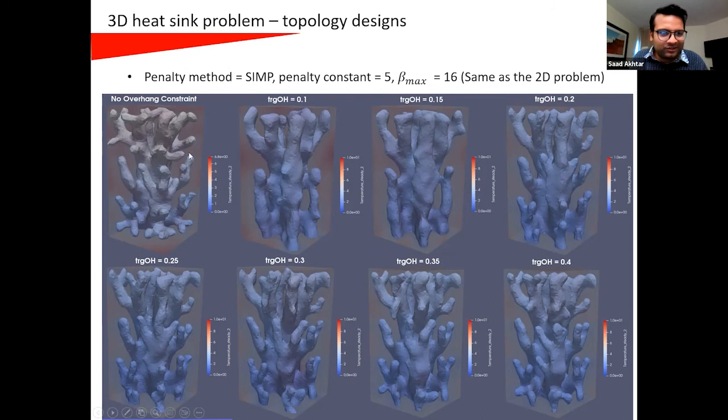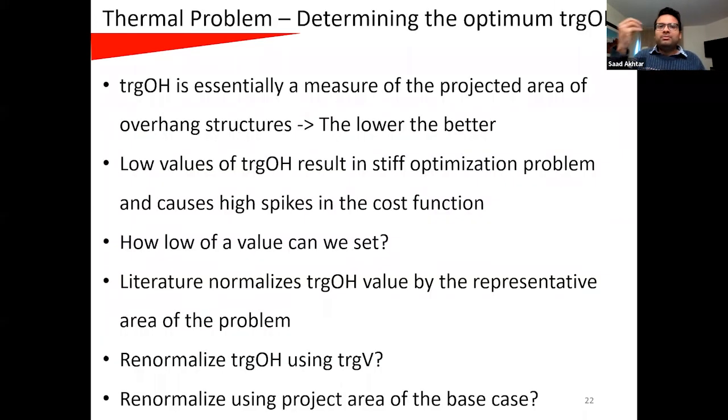are several overhang features that you can see. After implementing the target OH value, or after implementing the projected perimeter constraint, you get much more manufacturable designs at a penalty of your cost function, of course, but that's something. But now the bigger question is that we've established the target OH is essentially a measure of the projected area, and the lower the better, and the low values of target OH result in a stiff optimization problem, and they cause a high spike in the function.